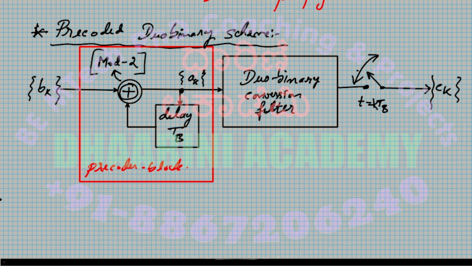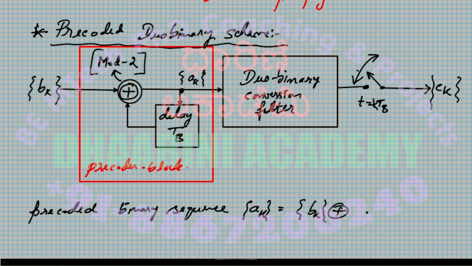So now let us try to analyze what exactly is going to happen over here. Let's write the precoded binary sequence, that is AK, right? In this particular block, we have the additional part called the precoder. So the precoded binary sequence is denoted by AK. AK is equal to, as we can see there, we have the BK values coming up. To that, I perform a modulo 2 addition with AK minus 1, right? Because it's a past value with the delay. That is what you are simply trying to add.